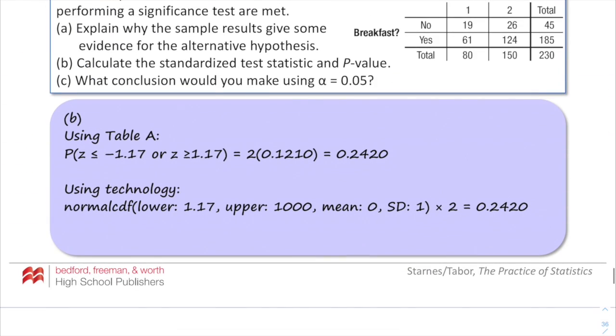So we go to our table, we look up 1.17, it gives us 0.1210. It's a two-tailed test because it's not equal to 0. So we have to multiply by 2 to get our final p-value. Again, you can go in your calculator and use a two-sample z-test, and it'll give you that p-value that you're looking for.